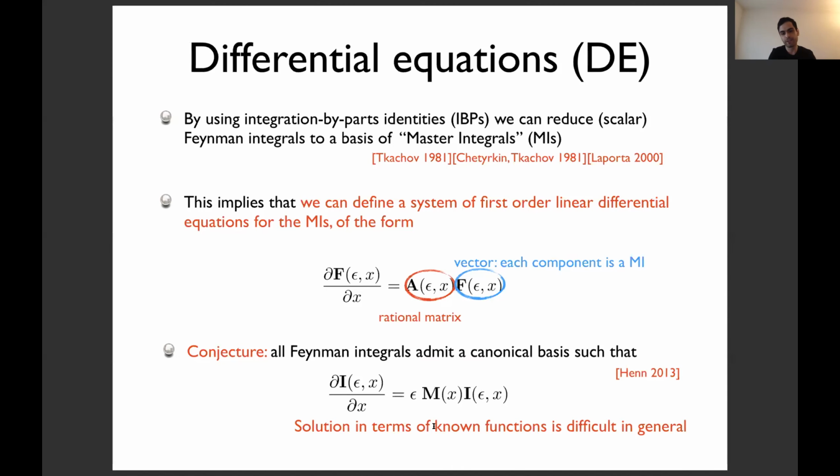And actually, the main feature of these equations is that the dependence on the dimensional regulator is factorized. One consequence is that it is then algorithmic to write down a solution in terms of iterated integrals, chain iterated integrals to be more precise. Nonetheless, if we want to solve these equations in terms of known functions, for example multiple polylogarithms, this is a much more difficult problem that is not completely understood for the most general set of equations.